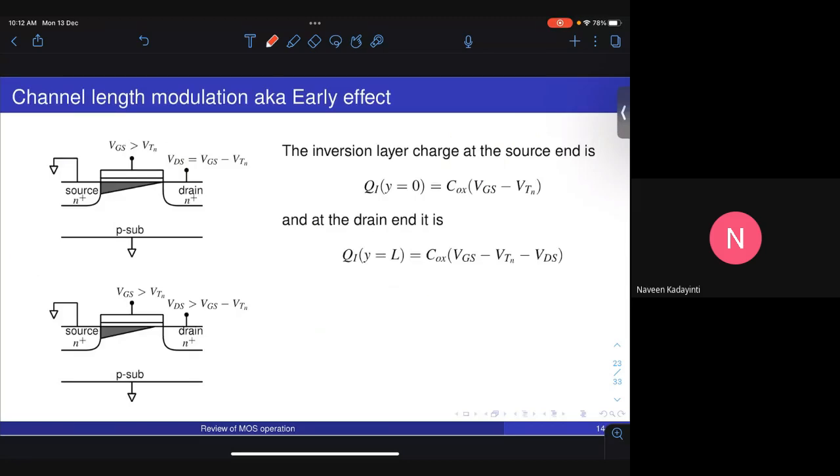So to find out what happens when the pinch off point moves towards the source, we look at the inversion layer charge. The inversion layer charge at the source end is given by Cox into Vgs minus Vt, and the inversion layer charge at the drain end is given by Cox into Vgs minus Vt minus Vds. So this is at the edge of saturation.